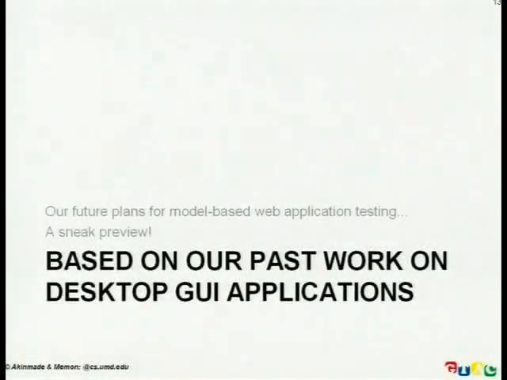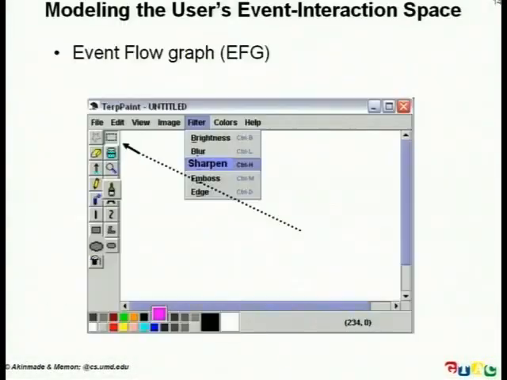So this is our sneak preview on what we want to do for web applications based on our past work on GUI-based applications. So first thing is the event flow graph. The event flow graph was one of the most important models that we came up with for our work. So what is an event flow graph? Those of you who were here last year might remember some of this stuff. The first thing we do is we identify all the events that a user can execute on the application. All right. So usually, for a GUI-based application, all the widgets, menus, drag-and-drop events, those kinds of events are identified.